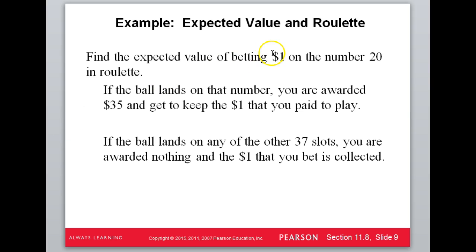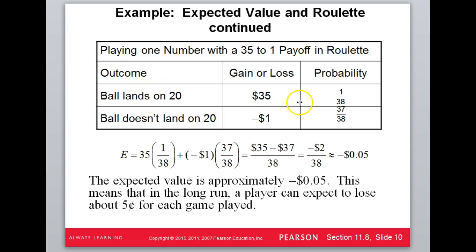All right, find the expected value of betting $1 on number 20 in roulette. So the bet is a negative value. You're paying the bet out, so that's a negative number. And then if you land on that number, you're awarded this $35, and you get to keep the $1 you got back. So the two outcomes here are there is a slim chance, like a 1 in 38 chance, that you get to win $36. But then there's a 37 out of 38 chance that you lose that dollar. So that's the negative. That's where these probabilities will come from.